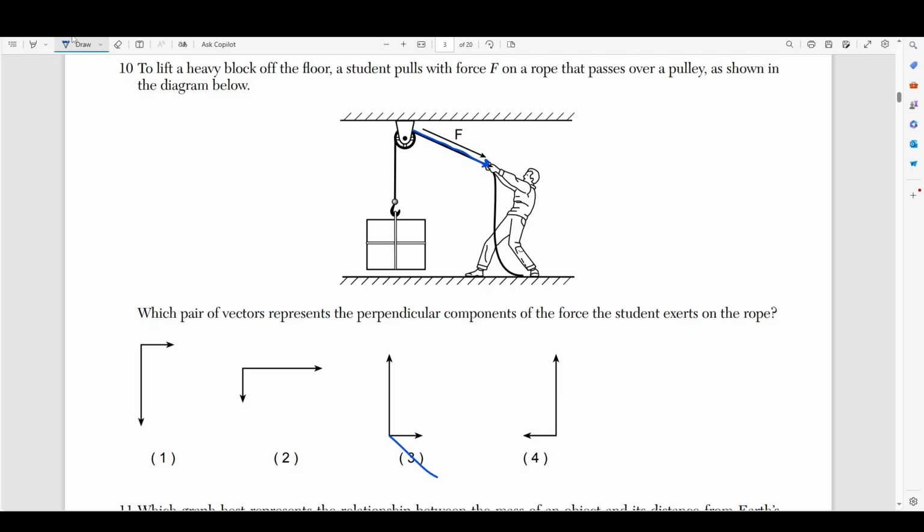Which means that choices 3 and 4 have to be wrong, right? Because he's pulling downwards. Here, it's saying that he's pulling upwards, right? This says that he's exerting a vertical force, right? There's a vertical component to this, which is false. Here, he's pulling across and then down. So our answers, the perpendicular components, the things that add up, have to be pointing to the right and down. So now we're left with choices 1 and 2. How do we differentiate between these two?